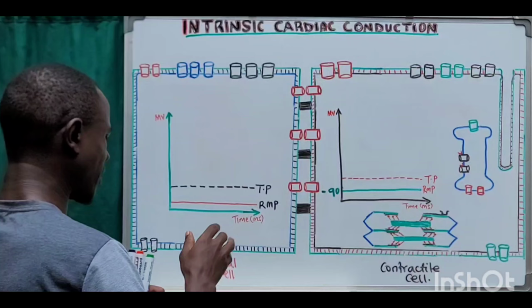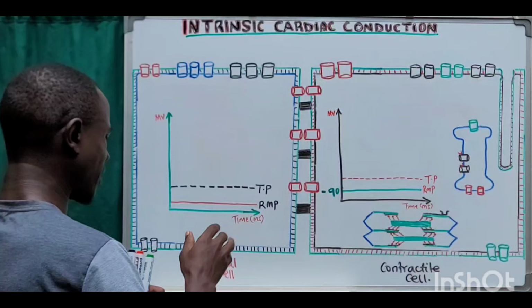So now we are going to call this cell the nodal cell, and then this one here we shall baptize with the name of contractile cell. And the reason why we are calling it the contractile cell is that it's going to be having this functional unit which we call the sarcomere, which is the functional unit of the muscle, differentiated from the nodal cell.